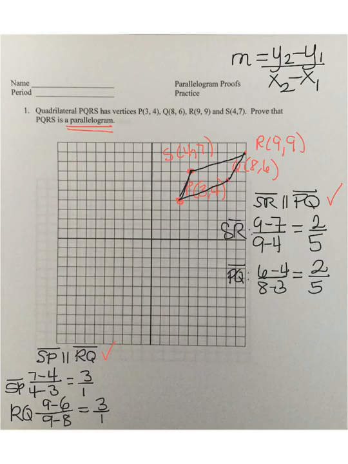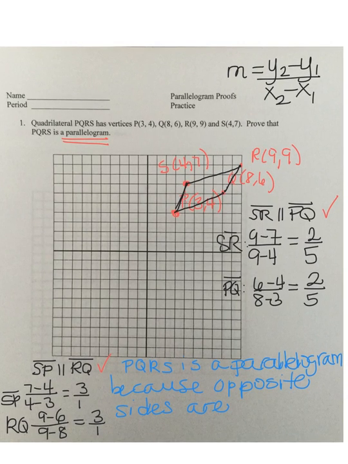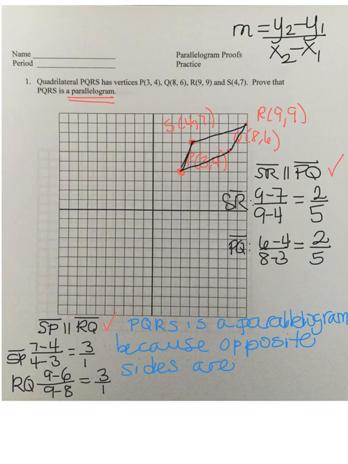Now I need to write a final statement. PQRS is a parallelogram because opposite sides are parallel with equal slopes. Okay, so you have to make sure you make this final statement.